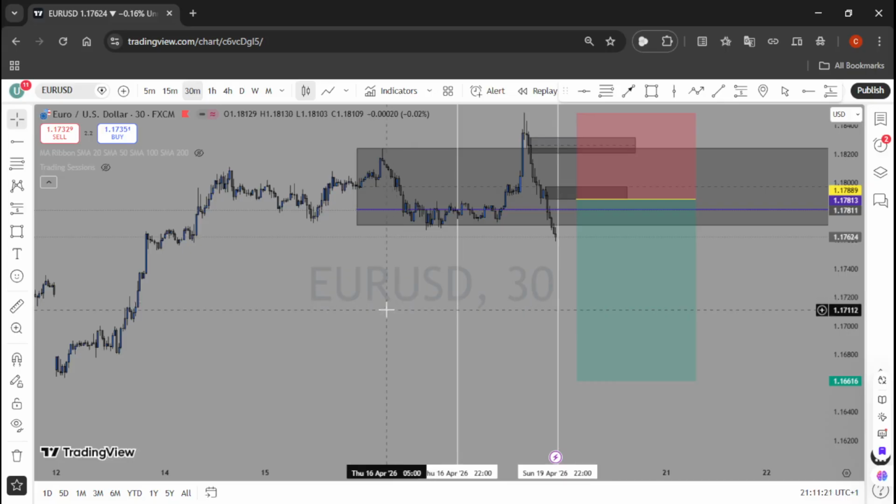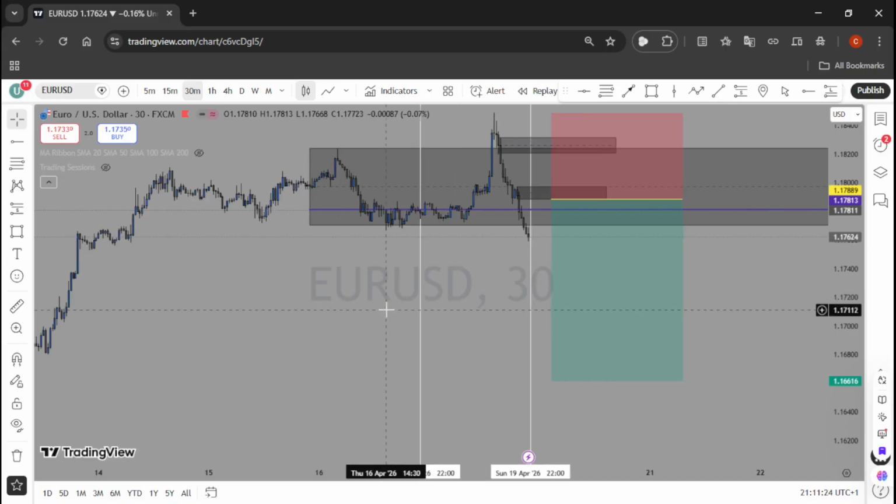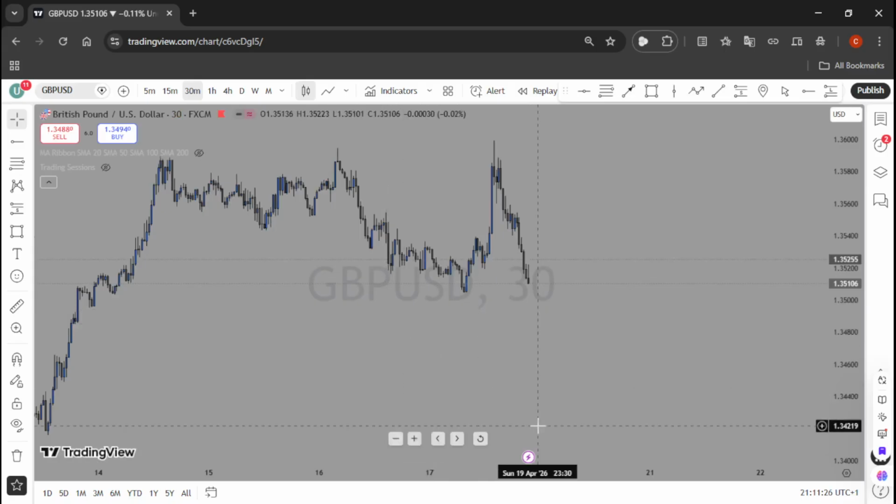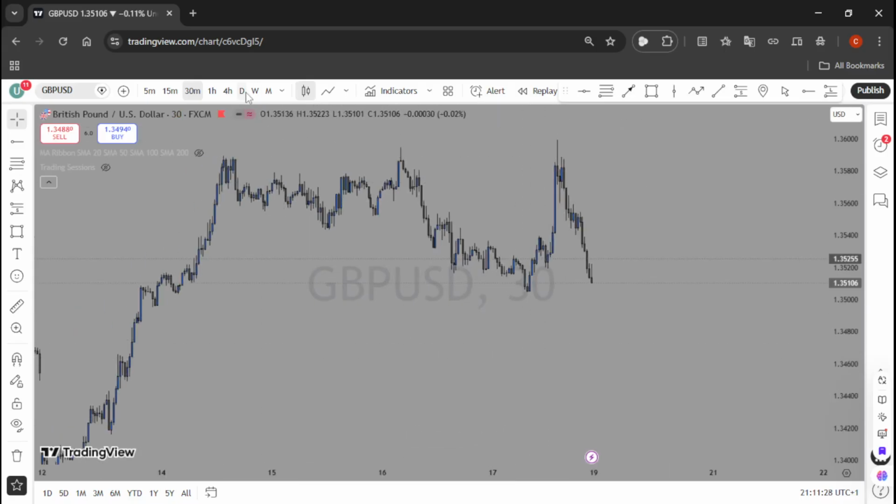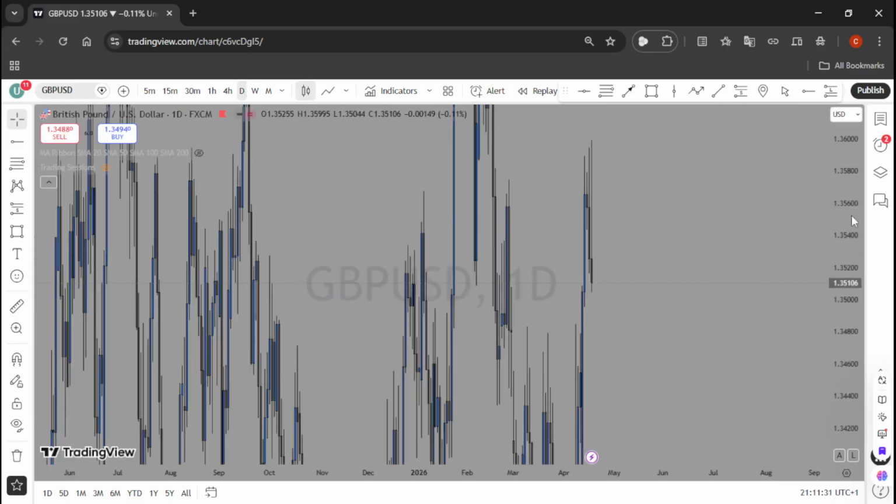So I'll be moving on to the pound USD so we can analyze it too. Now this is the pound USD. I'll be looking at it from the daily first.